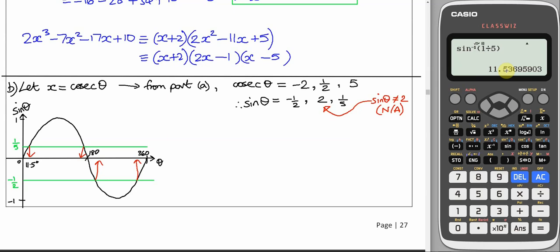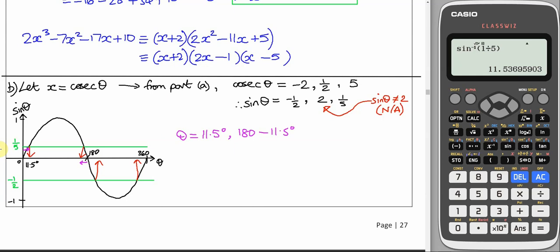So that means the other one is going to be 180 minus that. Because on the graph, if I do this in purple, from the y-axis to there, if you can see that small little purple arrow, that's 11.5 degrees. By the symmetry of the graph, from 180 to the left is also going to be 11.5 degrees. So we've got theta is 11.5 degrees, also 180 minus that. So that's the two answers to sine theta equals 1/5.